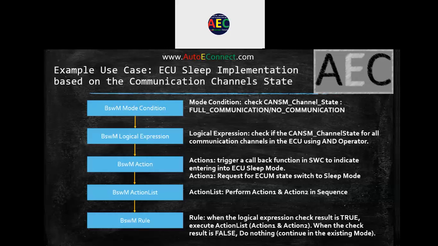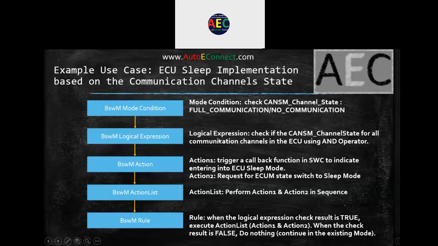And obviously when I talk about a BSWM rule, it includes configuration of actions, action list, logical expressions, and the mode conditions. We will see what our mode conditions will be and what configurations we will do. The first thing to start with is the mode condition. What we want to check here is the CAN SM channel state. The CAN SM channel state can have a mode of full communication, or a mode of no communication. So in the mode conditions, we will give the information about the CAN SM channel states to BSWM.